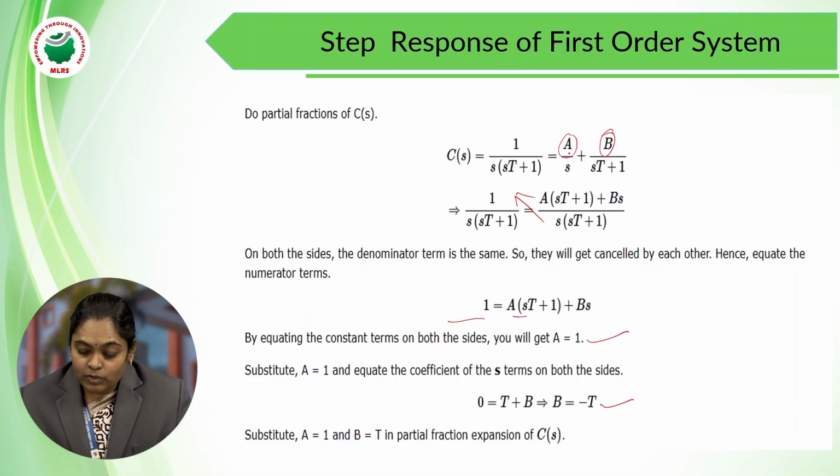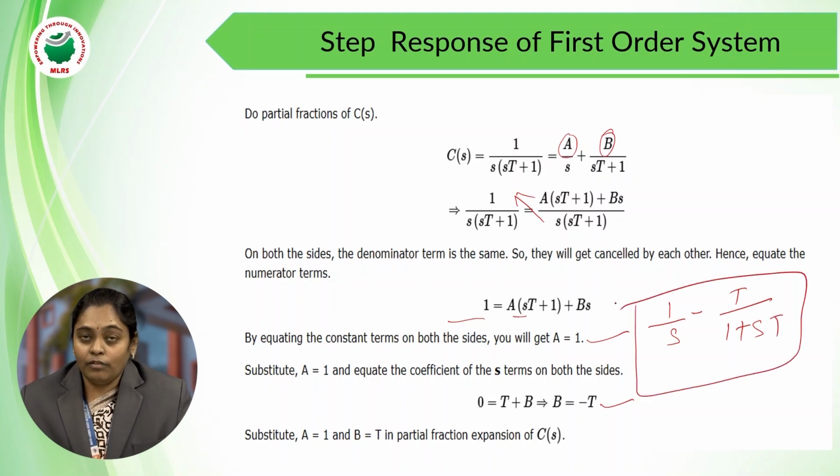Substitute the A value. As I got A as 1 and B as minus T, this can be written as 1 by s minus T by (1 plus sT). This is after performing the partial fractions. The last step in determining the time response: this is in the S domain, which is Laplace, so I need to convert it into the time domain by applying an inverse Laplace transform.